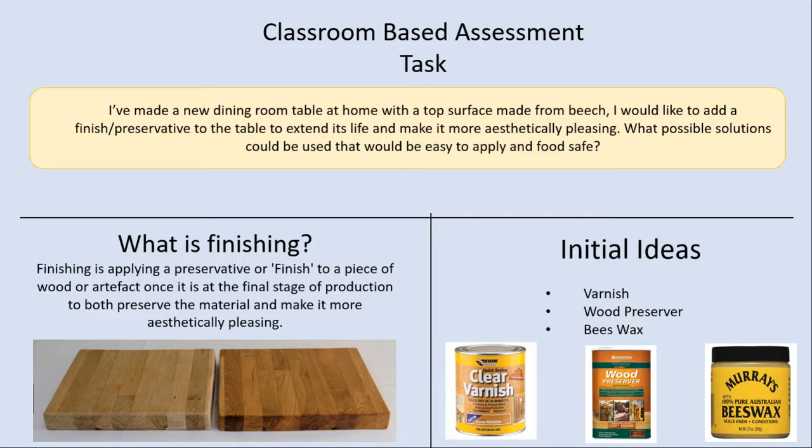So from that I took down some initial ideas just from finishes that were used at home on our furniture. On our stairs and our floors we used varnish. On outdoor furniture we had wood preserver used, and we also had some beeswax on the odd bits of indoor furniture. So they were my initial ideas for what to put on the dining room table.